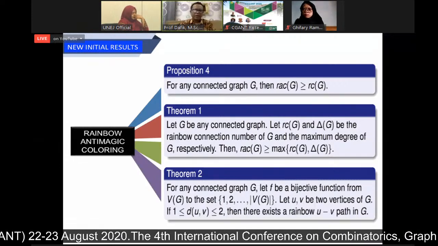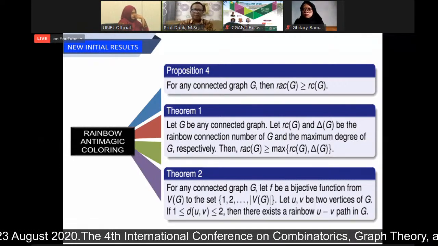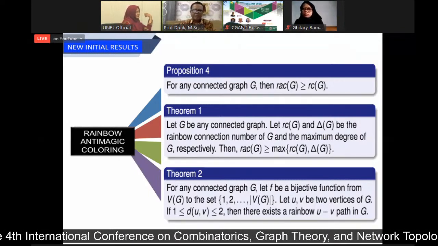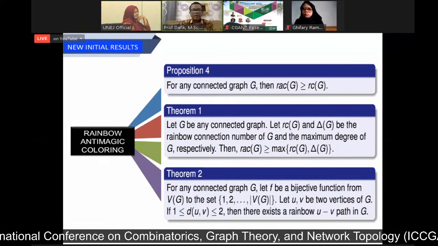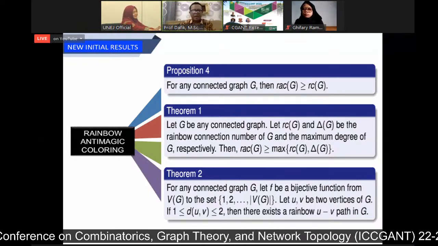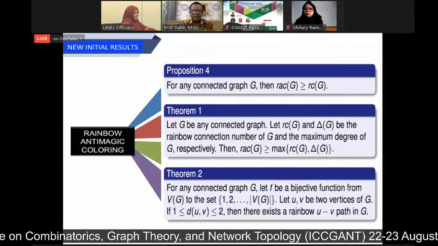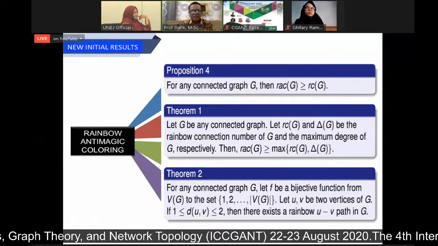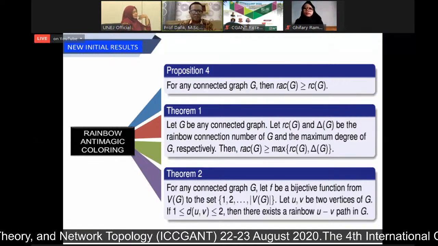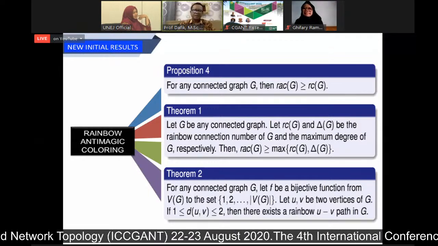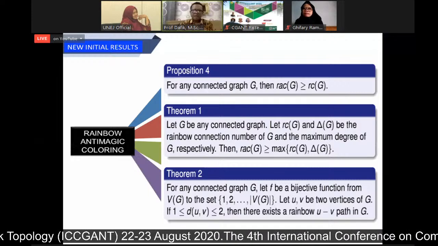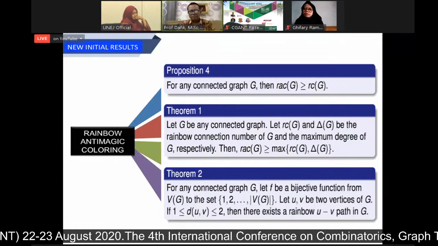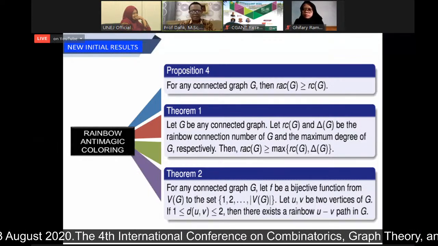So for any connected graph G, the rainbow anti-magic coloring of G is greater than or equal to the rainbow coloring. And we develop a theorem. Let G be any connected graph. Let rc(G) and Δ(G) be the rainbow connection number of G and the maximum degree of G respectively. Then the rainbow anti-magic coloring of G is greater than or equal to the maximum of rc(G) and Δ(G).